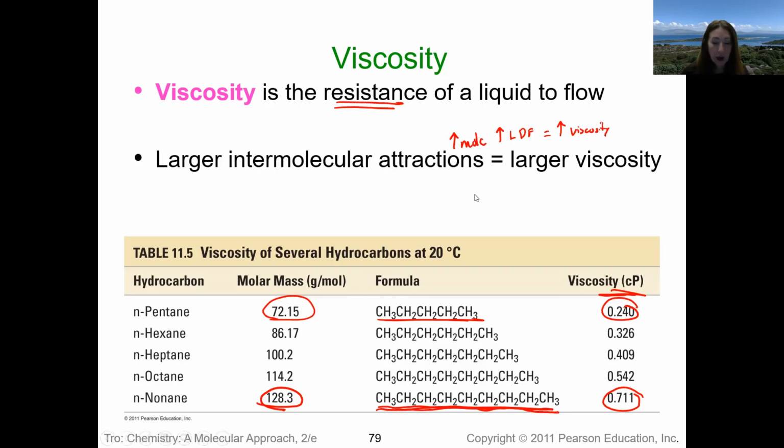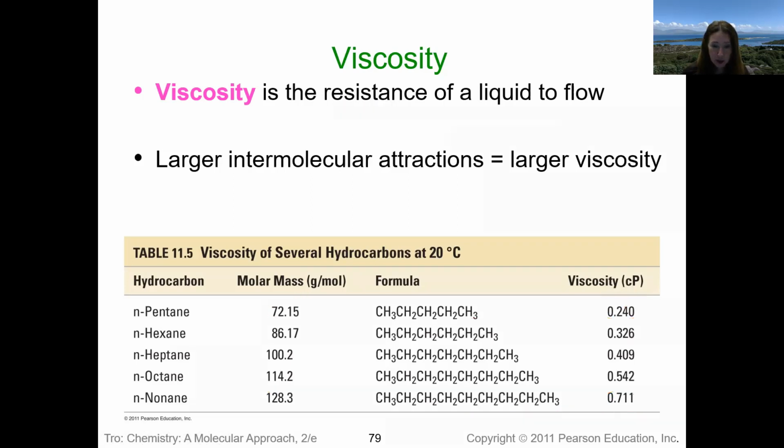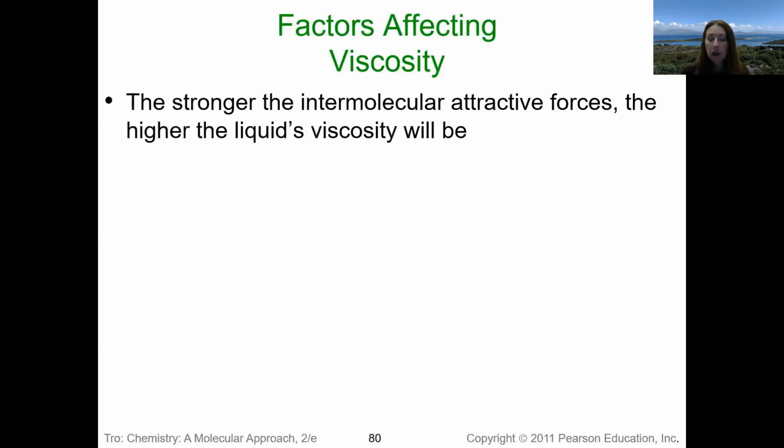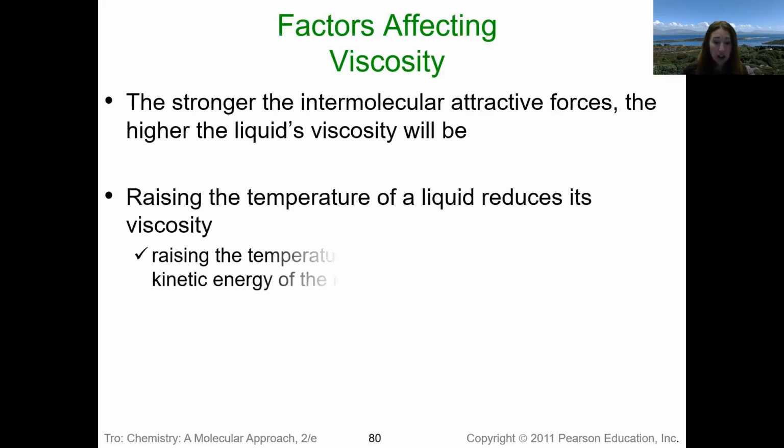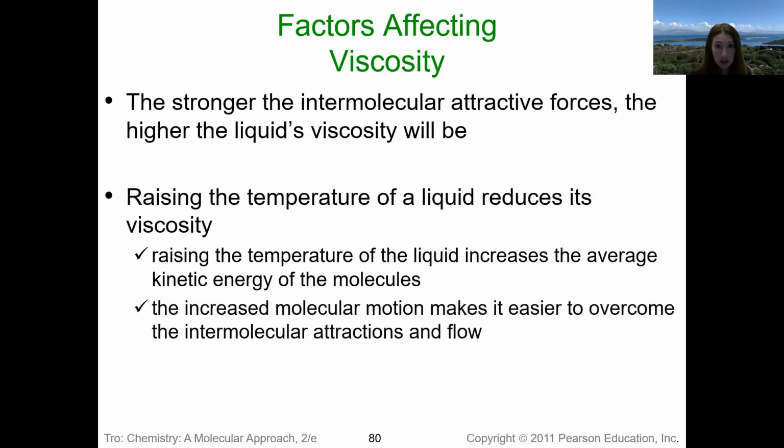Now, if we take that beyond just London dispersion forces and talk about hydrogen bonding, right? The stronger the intermolecular forces in general, the higher the viscosity is, right? So the stronger the intermolecular forces, the higher the viscosity. So something that has hydrogen bonding will be more viscous than something that only has London dispersion forces.